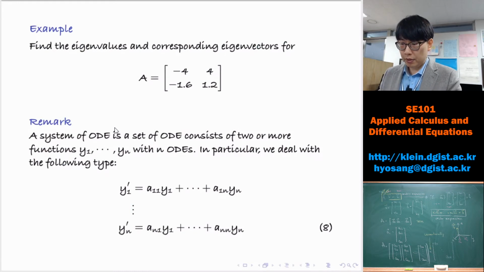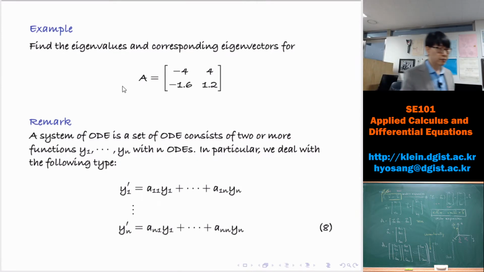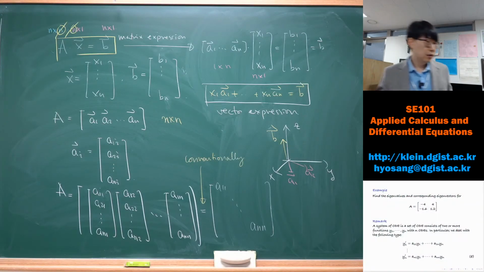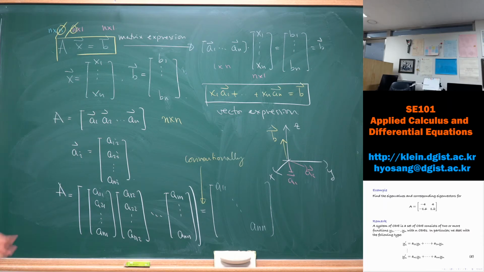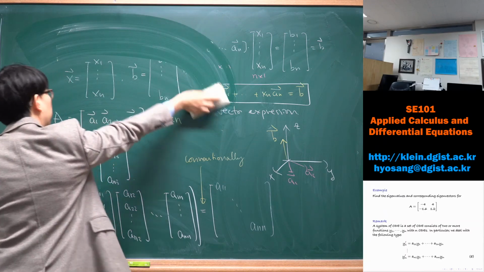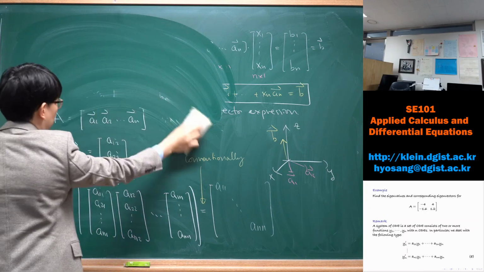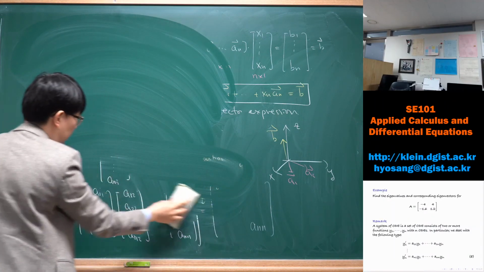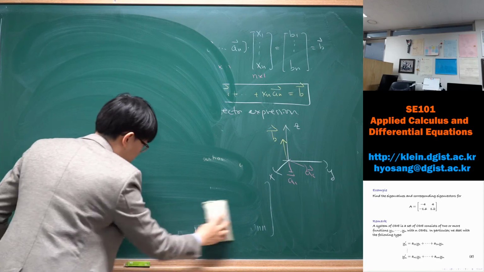Let me give an example. Let's try to find the eigenvalues and eigenvectors of this 2 by 2 matrix. If the size of the matrix gets larger, it's hard to find eigenvalues and eigenvectors. If you're using only your hands, then I think a 3 by 3 matrix is, in general, the largest matrix for which you can find the eigenvalues or eigenvectors. For larger sizes, just use MATLAB or another tool. Don't use your hand.